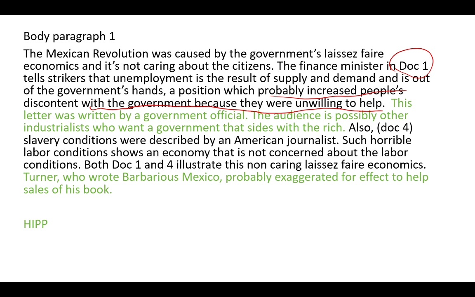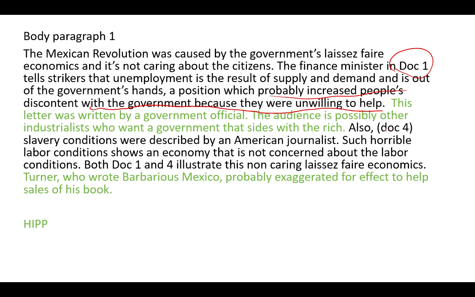Now, the green, that's when I HIPP it. I give a bias or a perspective. This letter was written by a government official. The audience is possibly other industrialists who want a government that sides with the rich. There, that's HIPPing it. I just gave one sentence of trying to give the perspective or the bias.